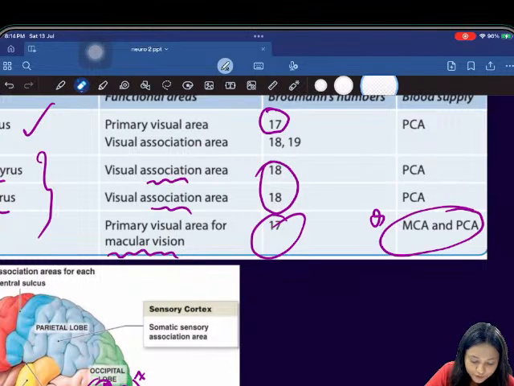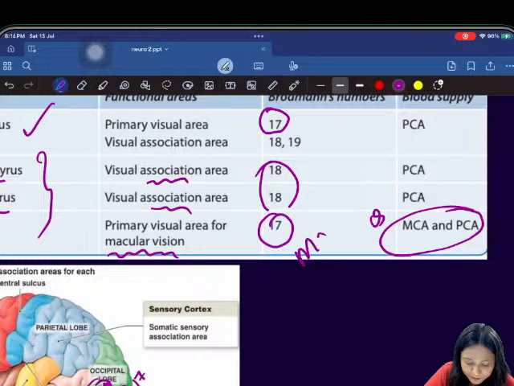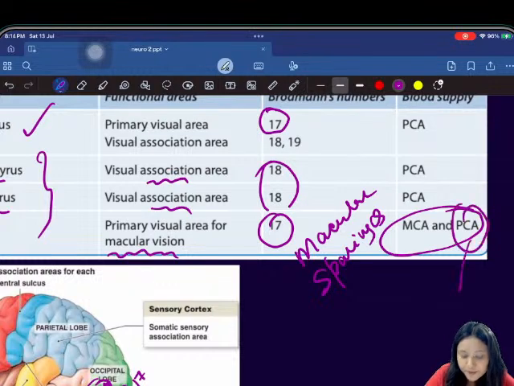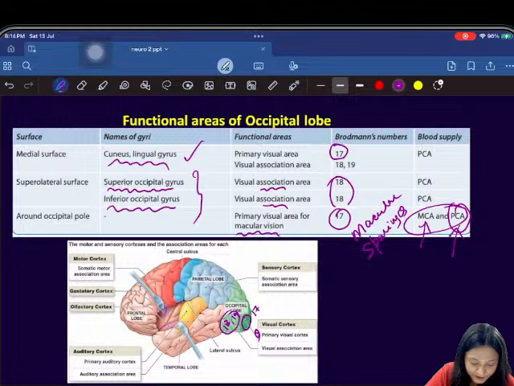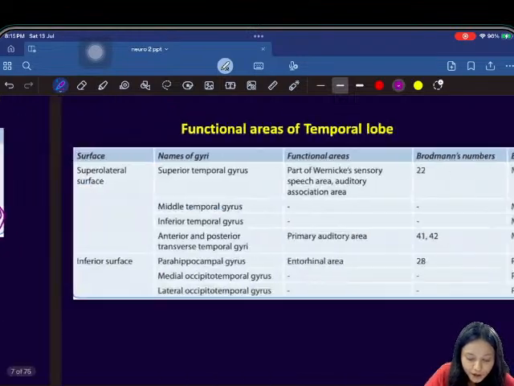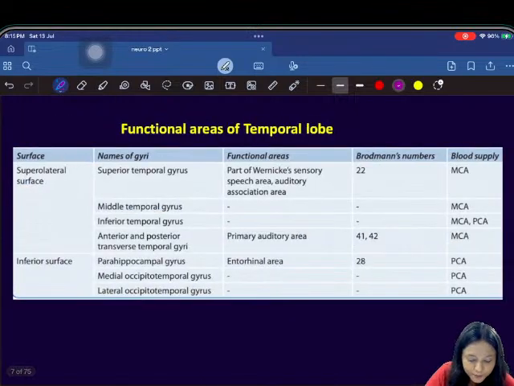Some questions might come on macular sparing as well. If there is an injury in the posterior cerebral artery, but there is macular sparing, it is because the area is also supplied by the middle cerebral artery. So some question might come on macular sparing as well. Okay? Now about the temporal lobe. Very, very important.